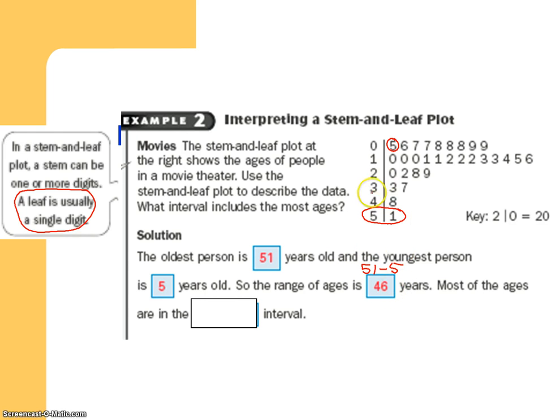Most of the ages are in what interval? The intervals are 0 through 5. I would say that most of them are in like the teenage years, the 10 through 16. 10 through 19 actually, because you go up to 19, but we only have the highest of 16.